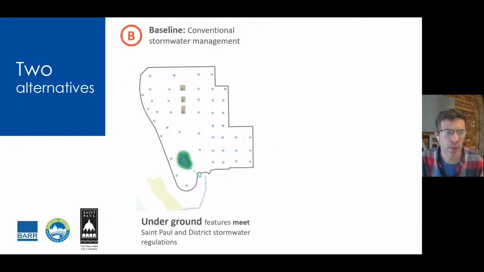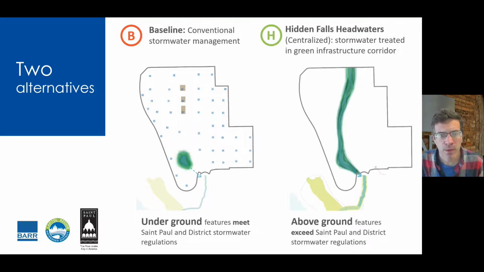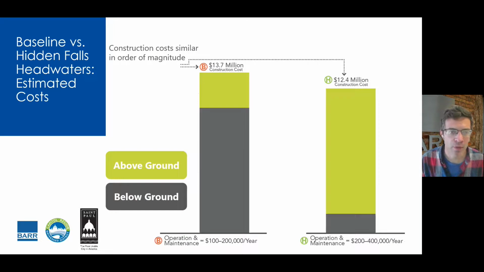So we looked at a couple different options. We looked again at site-by-site conventional stormwater management. This is an outline of the 122 acres of the site and how stormwater management could be distributed. We looked at a concept that really centralized treatment into a treatment spine, a green spine through the site, and had more above ground. The baseline condition would be primarily below ground treatment distributed, and the centralized option would be primarily above ground, meeting the same regulations, same requirements.